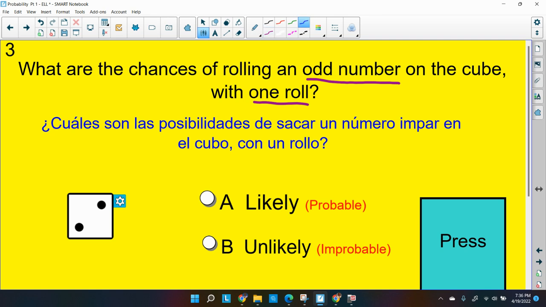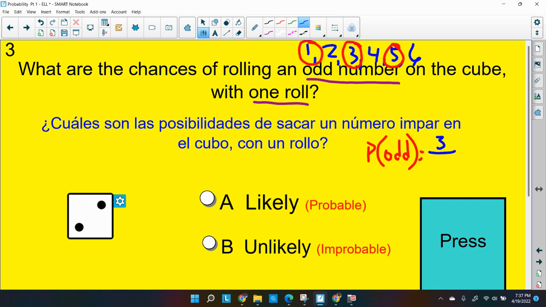Well, let's take a look at what numbers are on the cube. I believe it's 1, 2, 3, 4, 5, and 6. Those are all the numbers on the cube. I need the odd numbers, numbers that you can't divide by 2 evenly without getting a remainder. So 1, 3, and 5. Those are the odd numbers on a cube. So the probability of getting an odd number would be 3 numbers that I would need to get, 1, 3, or 5.